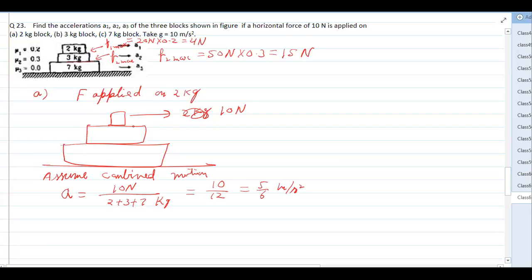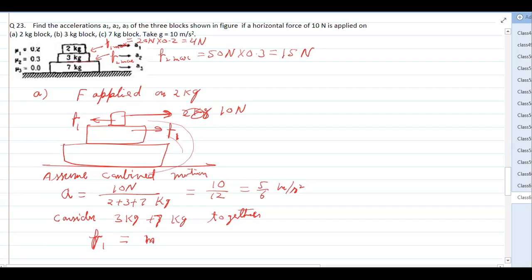Now, to have this acceleration, consider the lower two objects, 3 kg and 7 kg, together, and try to find the friction force here. If you pull it, the friction F1 will act in the forward direction on these two objects. F1 is the only external force on the lower two objects, so F1 will be 3 kg plus 7 kg, the masses, into the acceleration, 5 by 6.